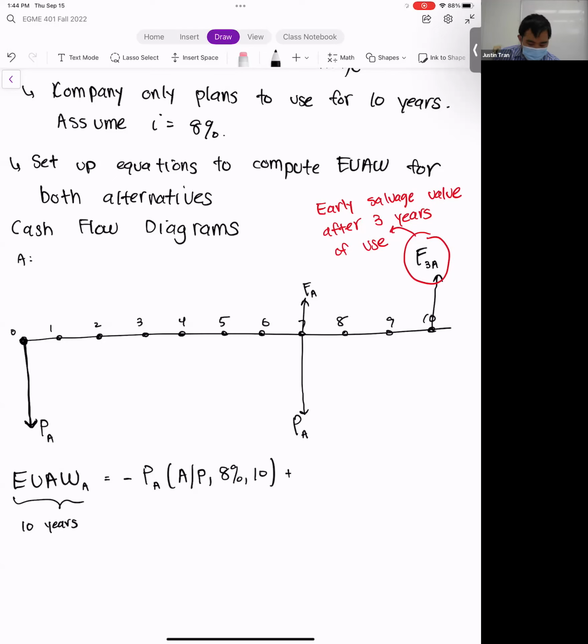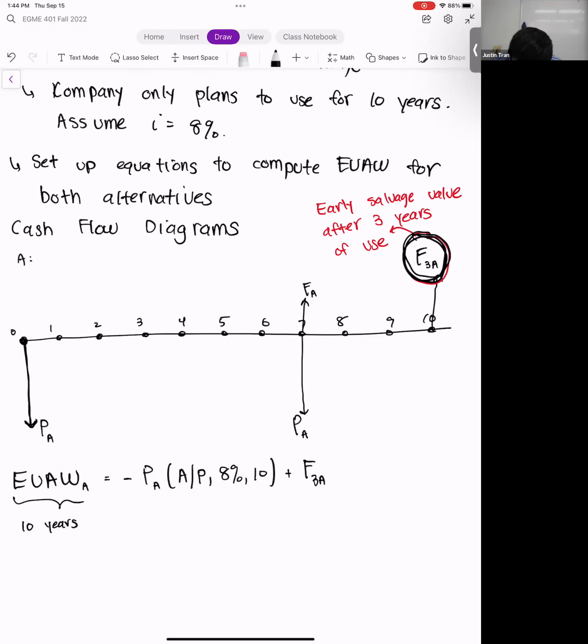Let me do the other standard one here, and then we'll do the non-standard one, just so it's more highlighted. The other one that's actually standard here is going to be F3A, because that's a future sum that happens at the very, very end. That's a future sum on year 10, and so we can spread this out over the 10 years prior with an A over F conversion.